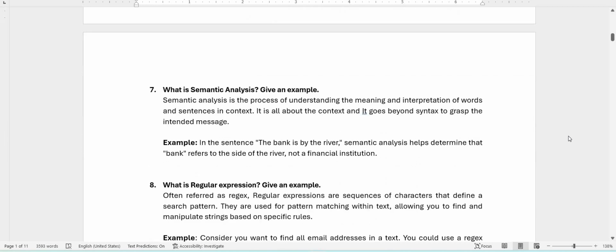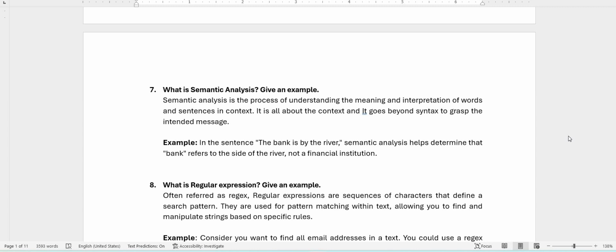Now when we get into semantic analysis, what is it? We need an example for it. It is the process of understanding the meaning and interpretation of words and sentences in context. This is all about context and it goes beyond just the syntax to grasp the intended message.